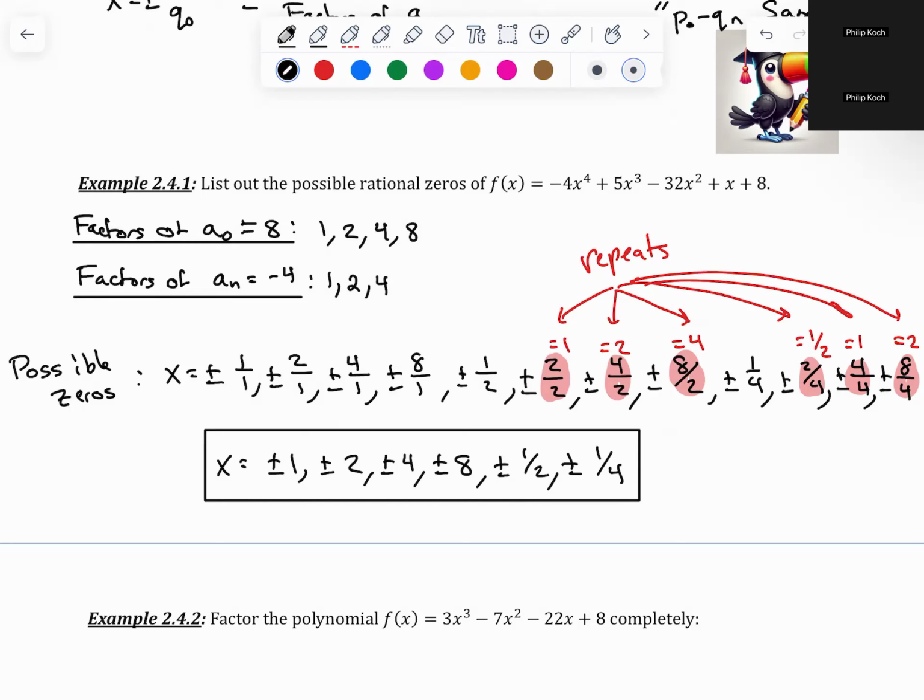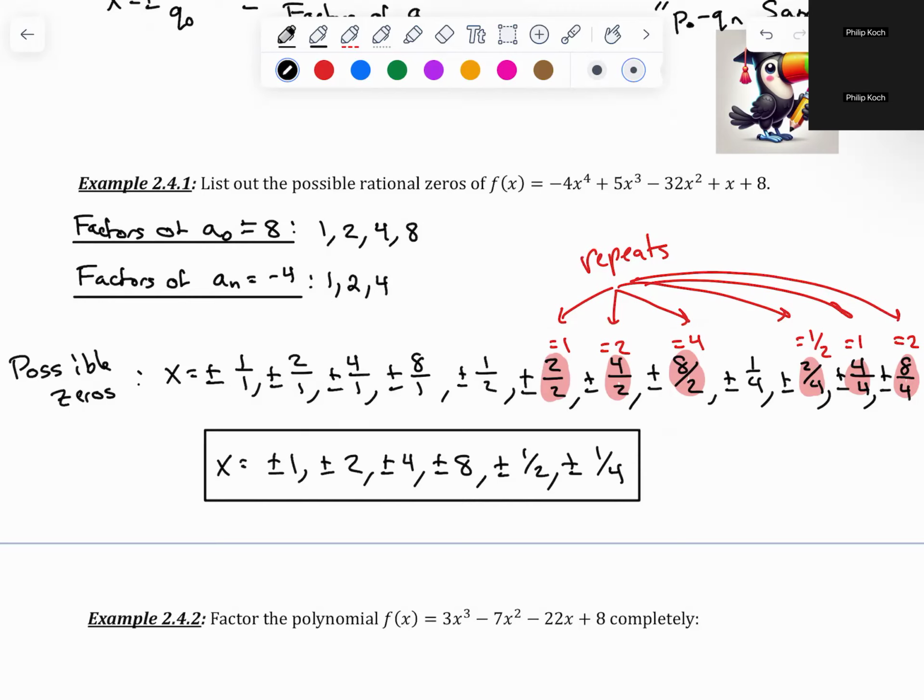At best, that thing can be factored into 4 linear parts because it's a degree 4 polynomial. A degree 5 polynomial has 5 factors. A degree 6 polynomial has 6 factors, and so on and so forth. Maybe they're repeats, maybe they're not, doesn't matter. But that's a total of 1, 2, 3, 4, 5, 6. That's a total of 12 different potential zeros.